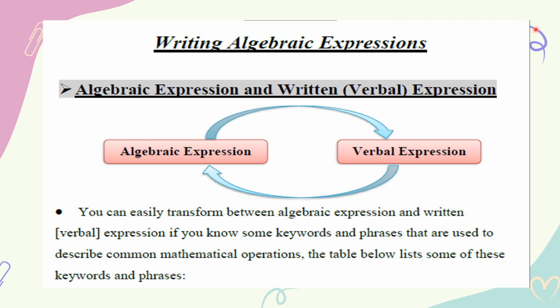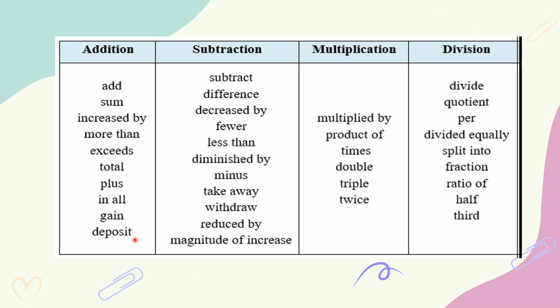Writing algebraic expressions. The algebraic expression and the written verbal expression. Here we can write an algebraic expression as a verbal expression and a verbal expression as an algebraic expression. You can easily transform between algebraic expressions and written or verbal expressions if you know some keywords that are used to describe the common mathematical operations. The table below lists some of these keywords.